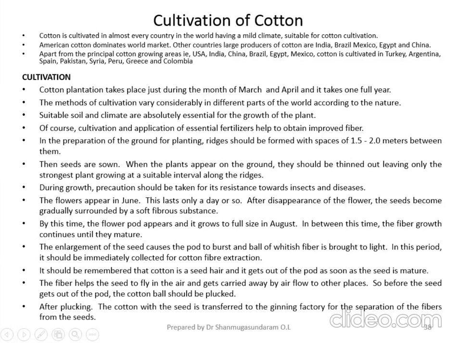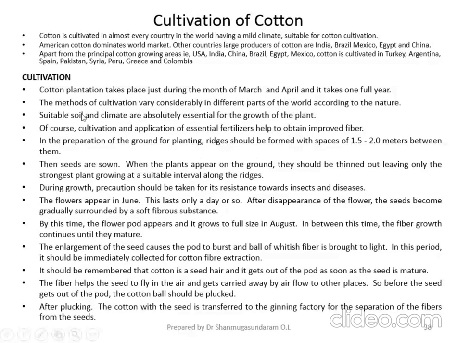Now if you look at how cotton is cultivated, it actually belongs to agriculture, but even though we should know how cotton is cultivated in the agriculture land. Now let us see it step by step. Cotton plantation takes place in the months of March and April, and it takes one full year. The method of cultivation varies considerably in different parts of the world according to the nature. So the cultivation will vary from country to country according to the climatic conditions.